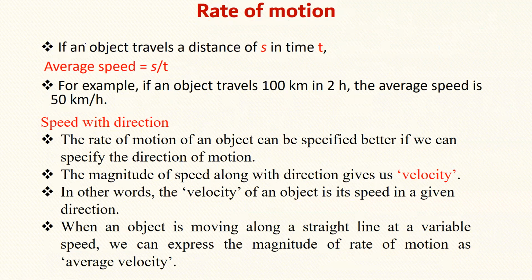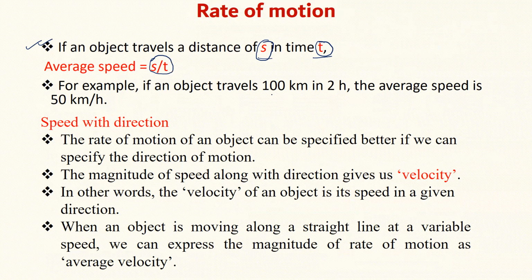So in general, how do we measure average speed? If an object travels a distance of s in time t, suppose you have any object which has covered a distance of s at a given time of t, then its average speed is given by this expression. Average speed is given by s divided by t, distance divided by time.